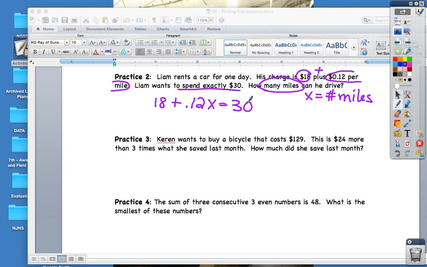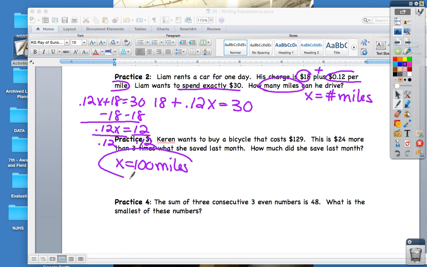So I like to write it as 0.12x plus 18 equals 30. Subtract 18 from both sides. 0.12x equals 12. We're going to divide by 0.12. If you divide that out, x equals 100.